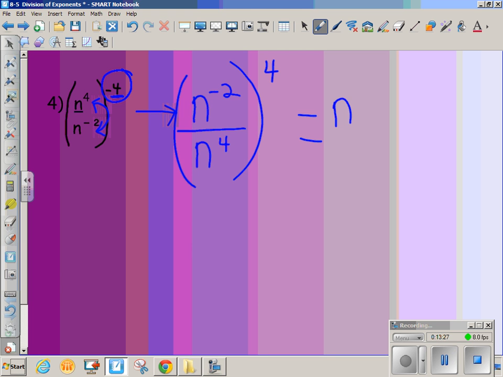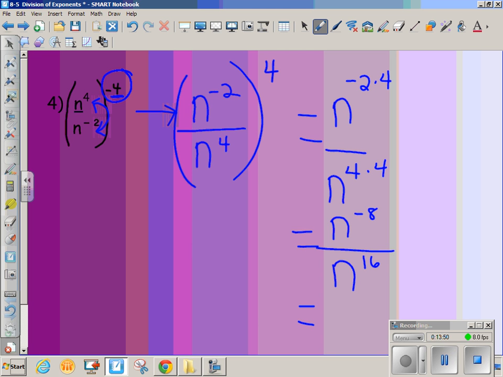So I've got n raised to the -2 times 4th power, because the power to a power we know to multiply. And then I have n raised to the 4th times 4. I end up with n raised to the -8th all over n raised to the 16th. I'm dividing, so what do I do? Oh yeah, today our focus is quotients, so that means n raised to the -8 minus 16. Remember, we talk about numerator exponent minus denominator exponent, so I end up with n raised to the -24th power.